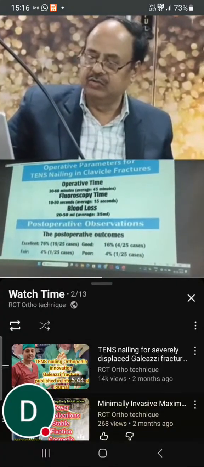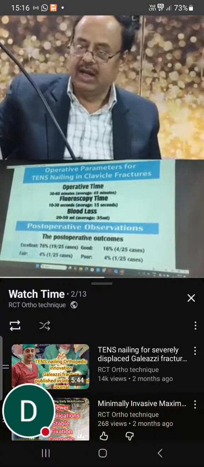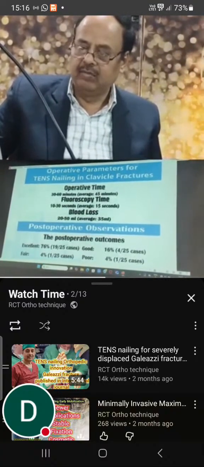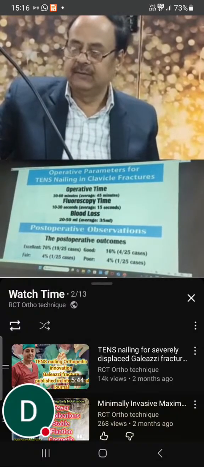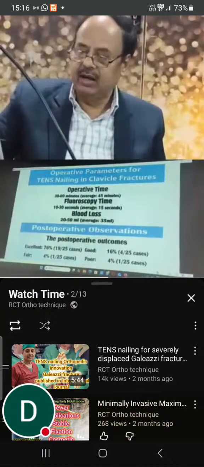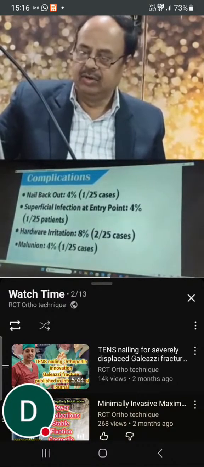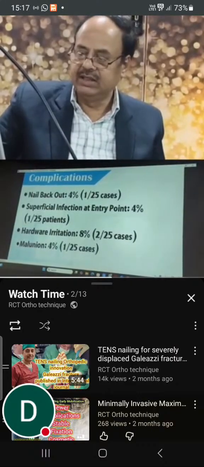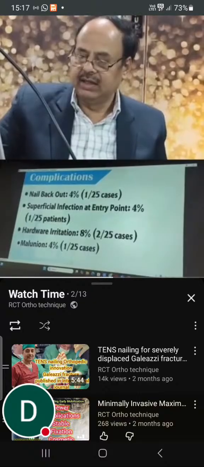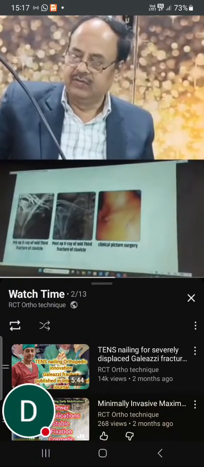So the post-operative observation: excellent results in 76% of patients, whereas good results were found in 16% of cases, whereas 4% was the figure for the fair as well as the poor results. So the complications: nail back out, superficial infection, and malunion each had a 4% figure, and hardware irritation was 8% in all our cases.